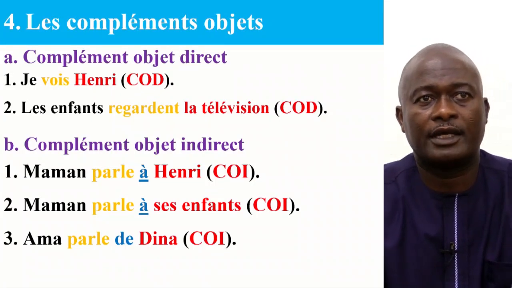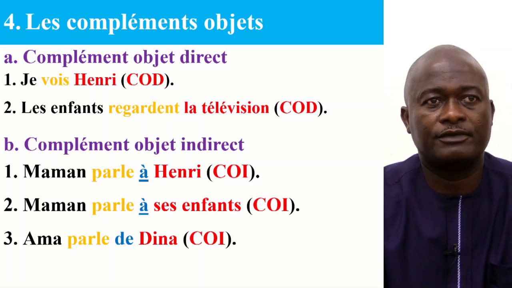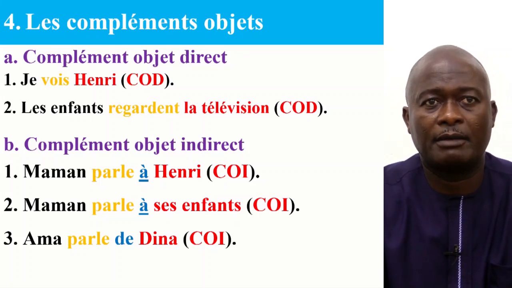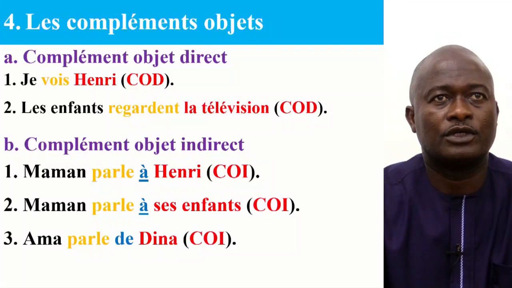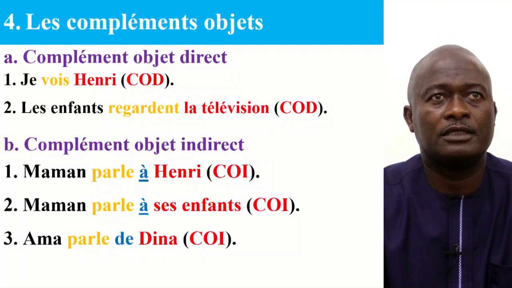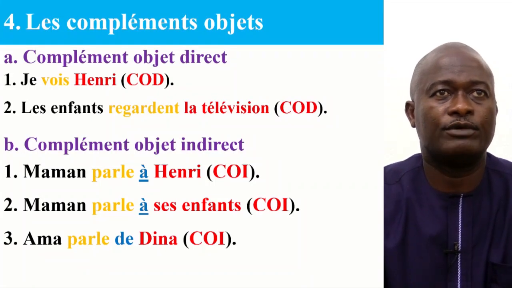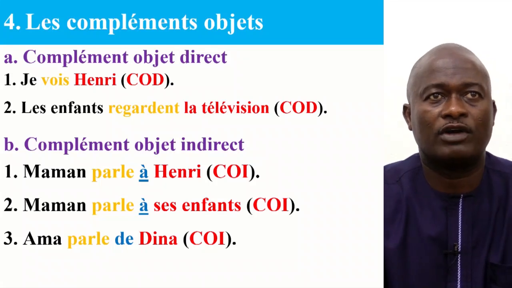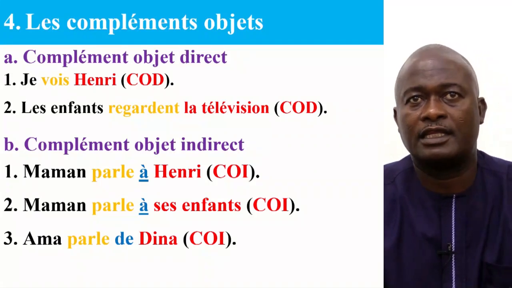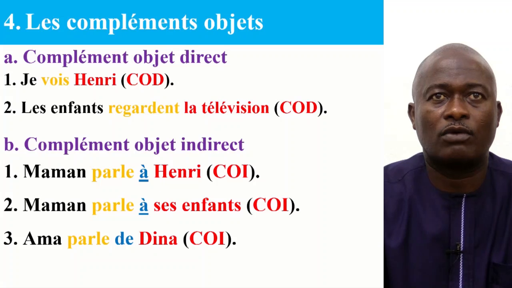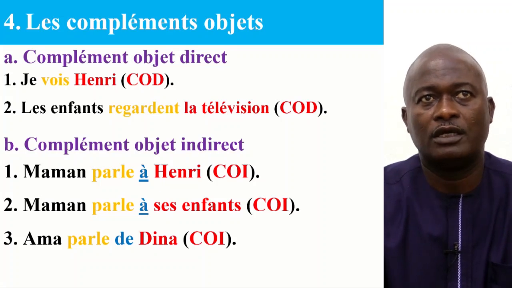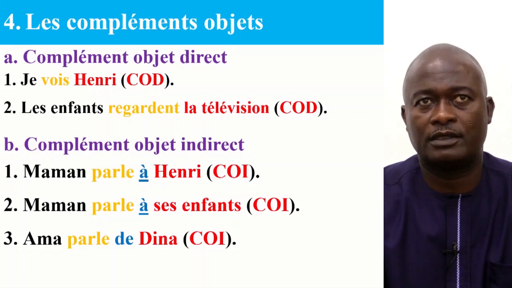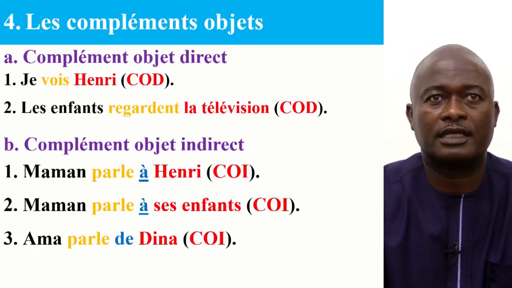Maman parle à Henri, maman parle à ses enfants et Ama parle de Daina. Donc pour le complément objet direct, l'objet est directement lié au verbe, c'est-à-dire c'est à côté du verbe. Par exemple, je vois Henri. Je vois qui? Je vois Henri. Les enfants regardent la télévision. Les enfants regardent quoi? La télévision. Ok? Donc on a le complément objet qui est directement lié au verbe. C'est pourquoi on dit complément objet direct.